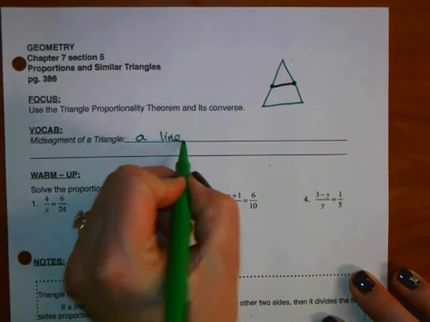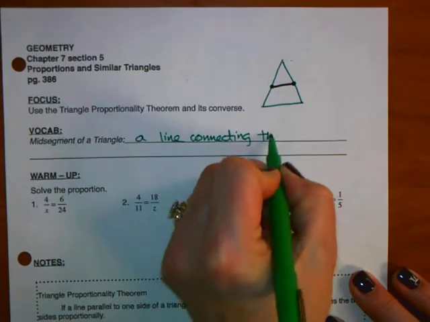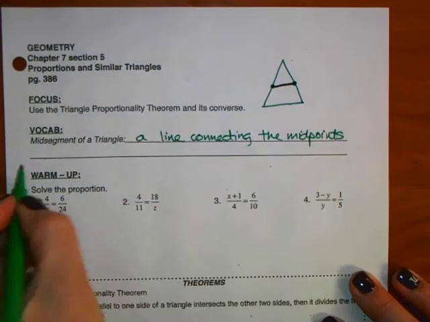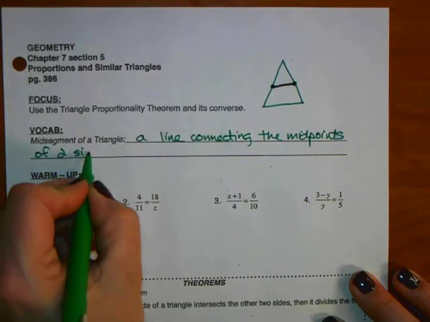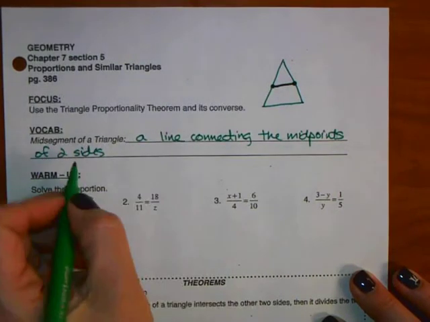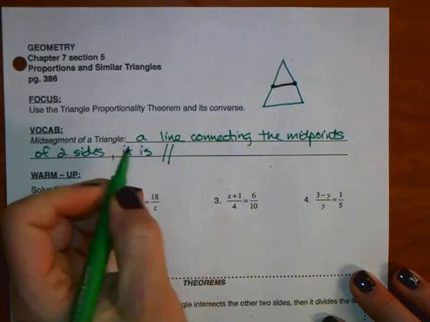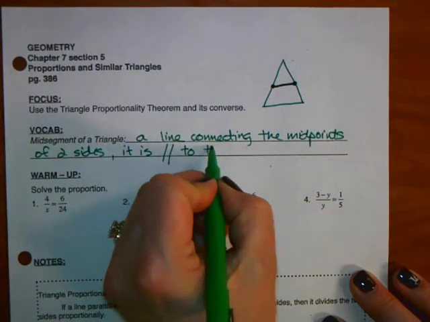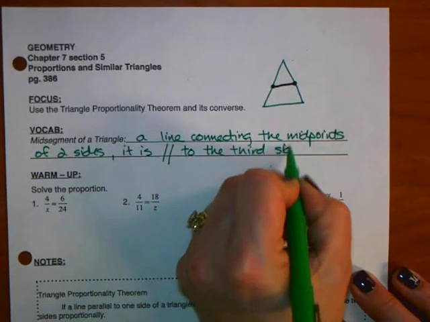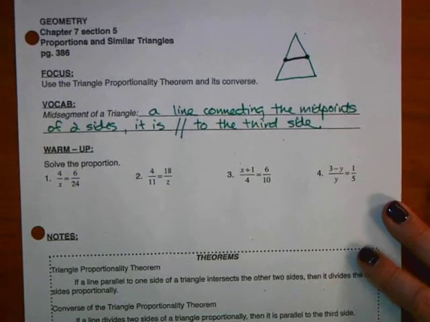It's a line connecting the midpoints of two sides. The mid-segment of a triangle is a line connecting the midpoints of two sides, and it is parallel to the third side. It's the definition of a mid-segment of a triangle.